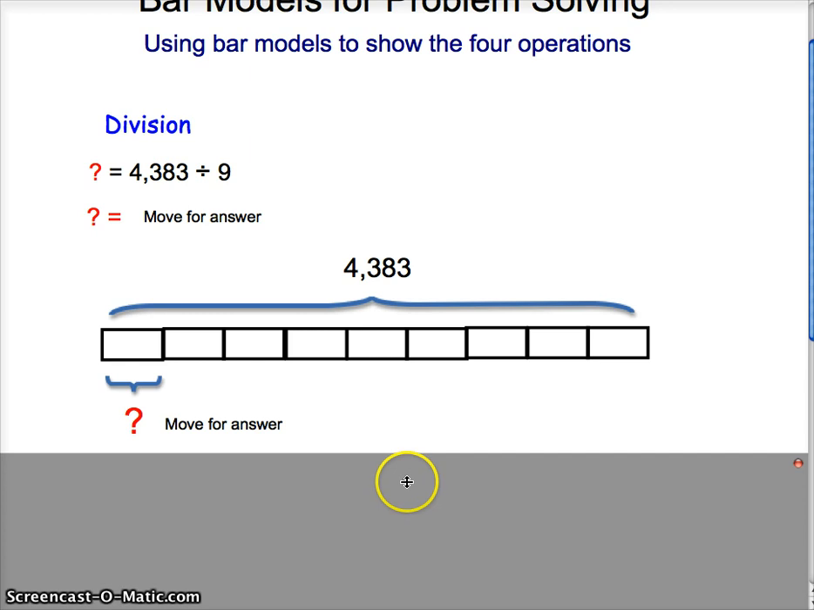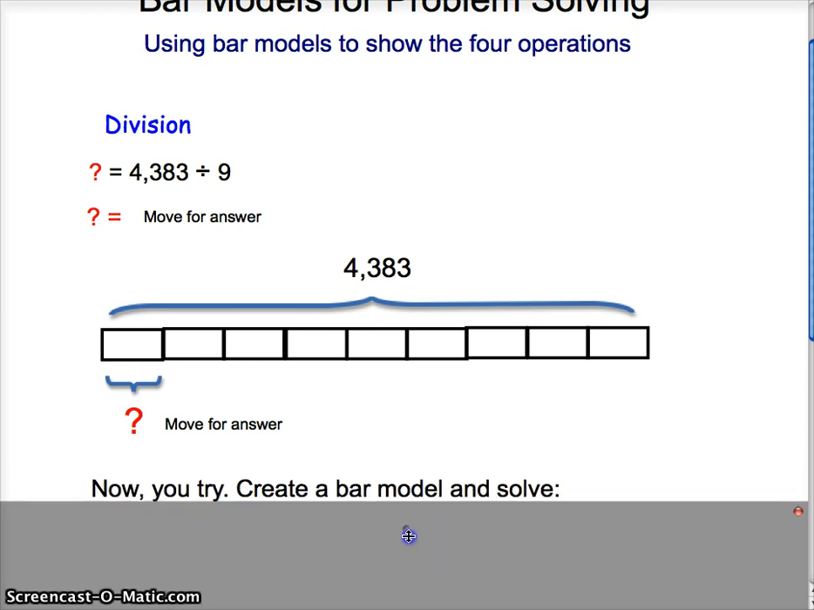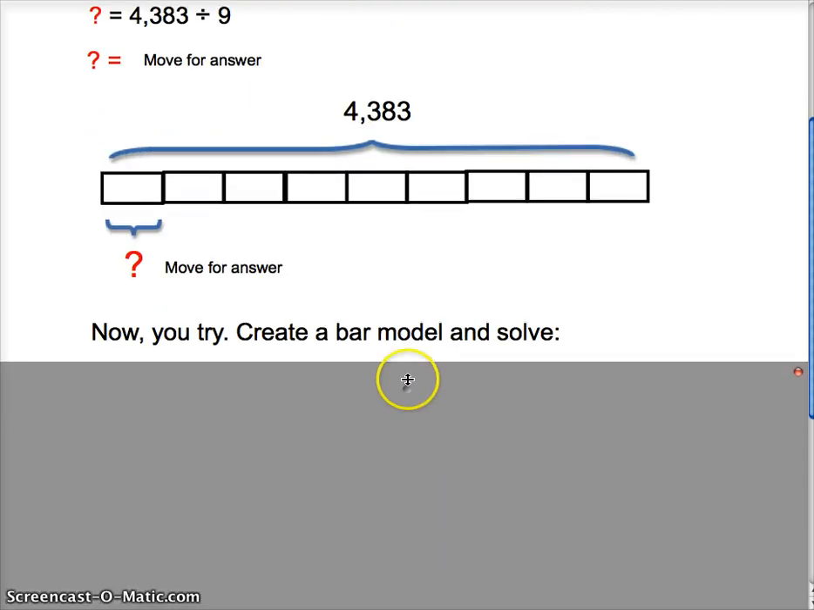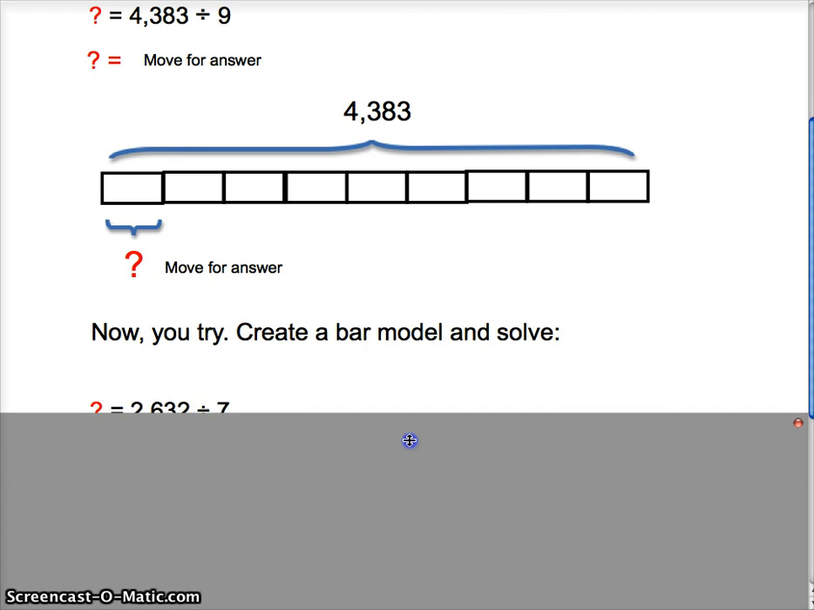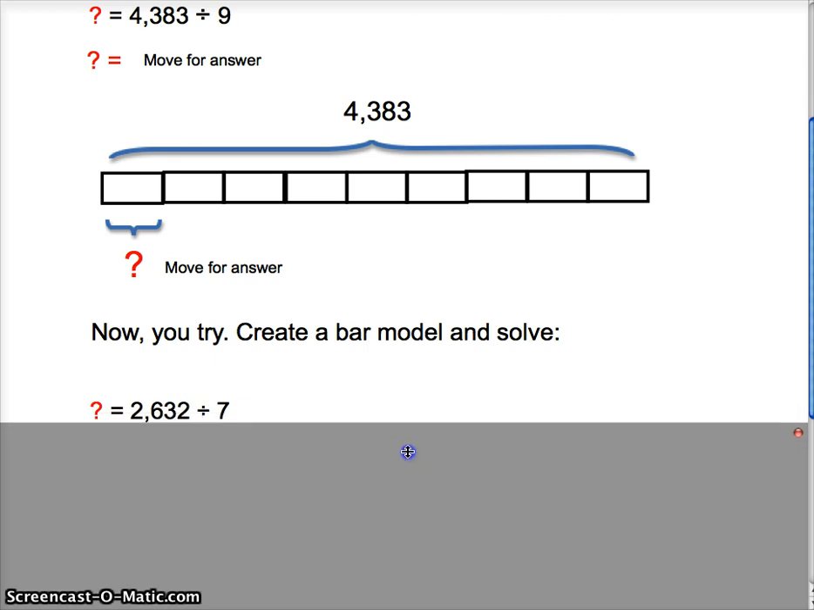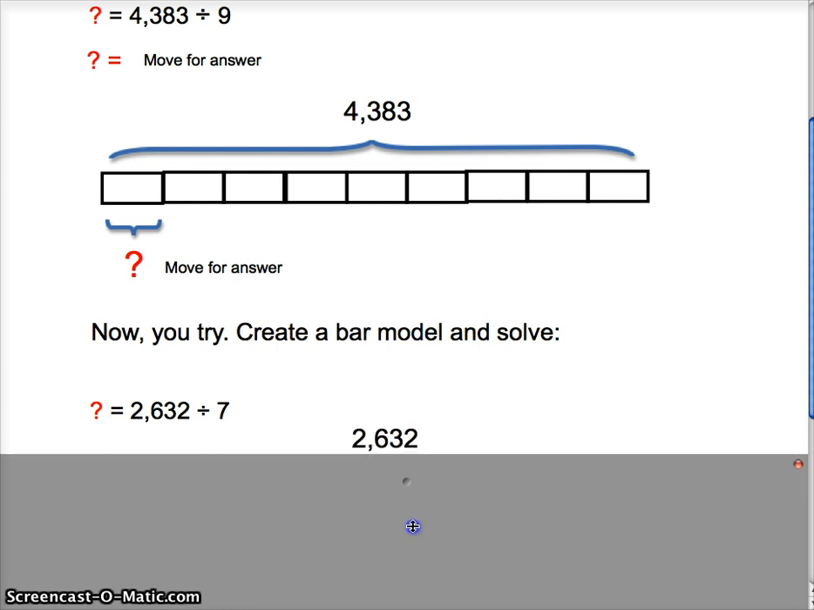So let's move on to another problem and let you try making the bar model for the next division problem. It's 2,632 divided by 7. Go ahead and pause the screen, see if you can make a bar model that represents that equation. So you can pause now and come back when you're finished. Good job. Did you finish? Okay, let's look at this.